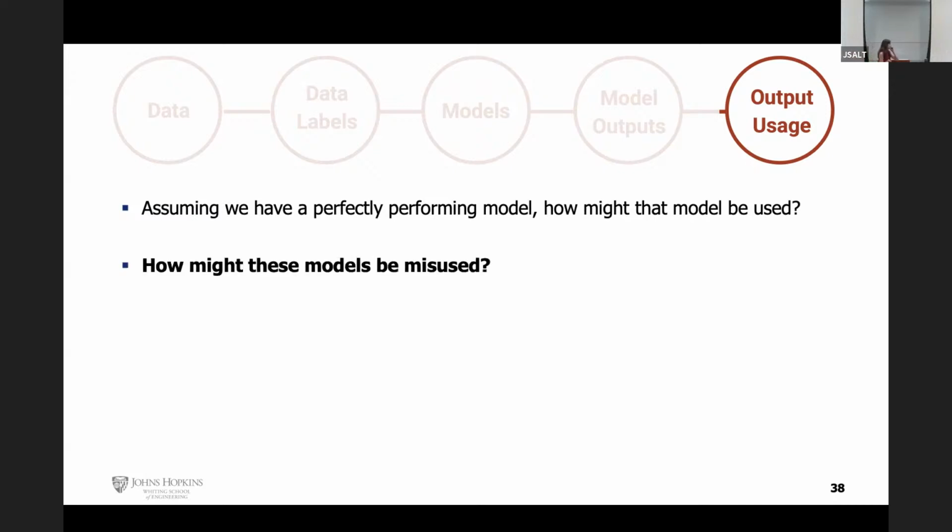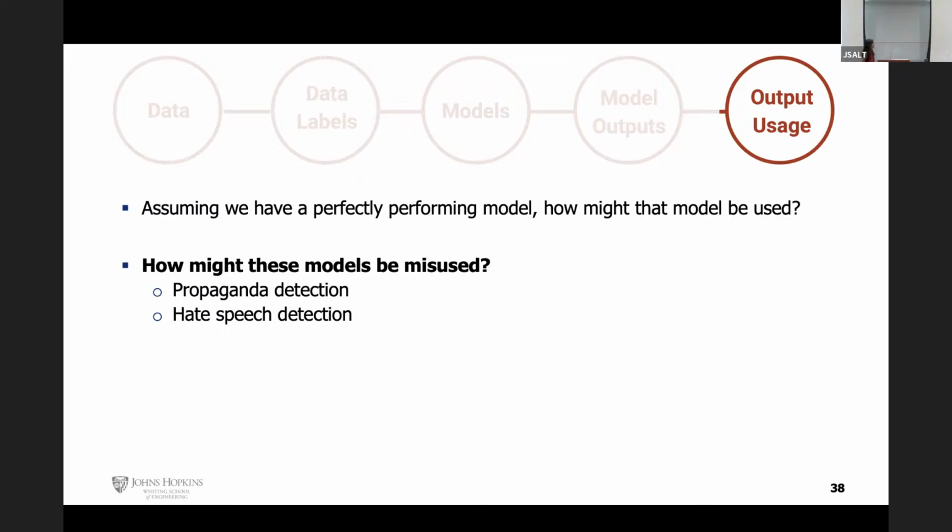So one of the questions we might want to ask when building models in this space is how could they be misused? If you think about examples like a model for detecting propaganda or a model for detecting hate speech, how do you think a model like that could be misused? Exactly, someone who wants to create propaganda can tailor their propaganda to evade the model.